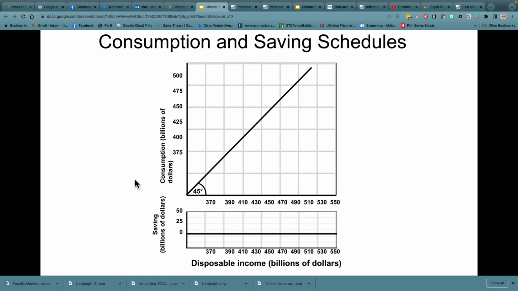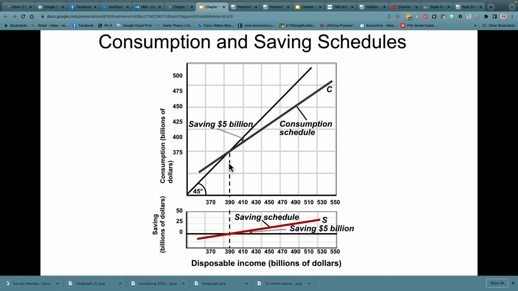So again, thinking about our consumption and savings schedules, because these are two parts of a whole, there is going to be a relationship between them. So first, let's look at our consumption schedule. Again, we've identified a couple of points. First, here's our break-even point, right? Our point where the consumption schedule crosses the 45-degree line. That tells us that consumption spending is equal to disposable income.